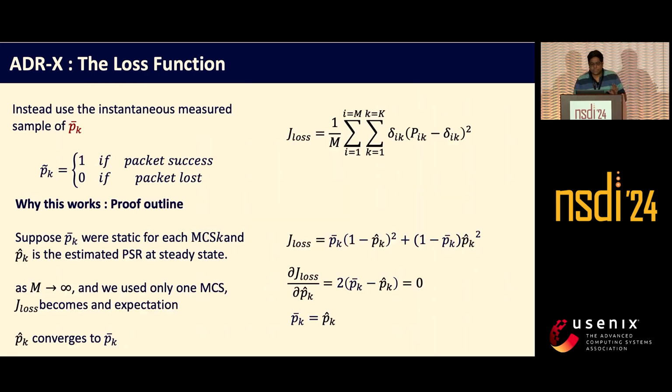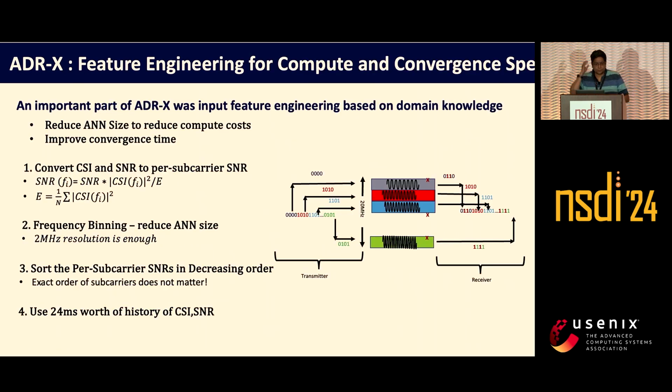But I won't go into the details of the proof and so on, but it turns out that if you actually take the instantaneous value, which is 1 or 0, if you receive a packet, it's 1. If you transmit a packet, it's 1, otherwise it's 0. If you use that, then asymptotically, it will actually converge to the right answer. So that's what really happens.